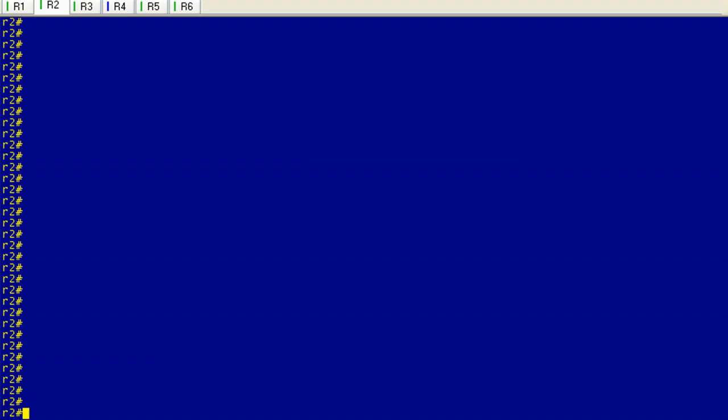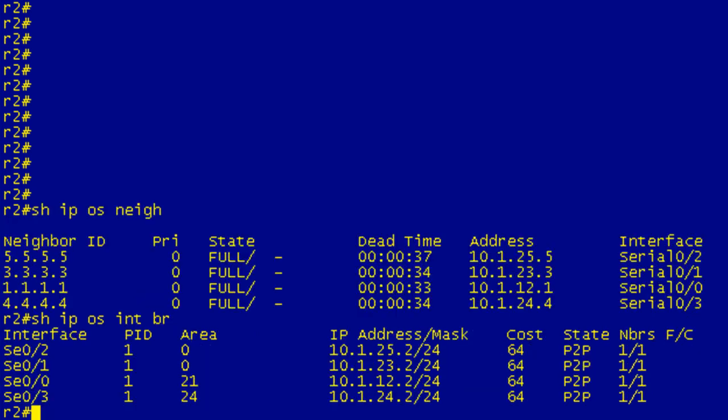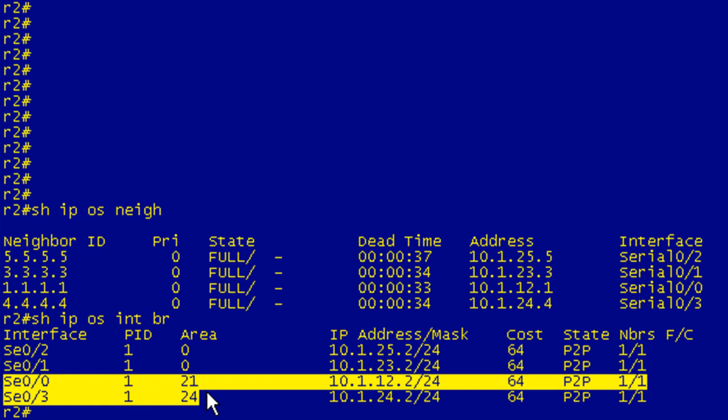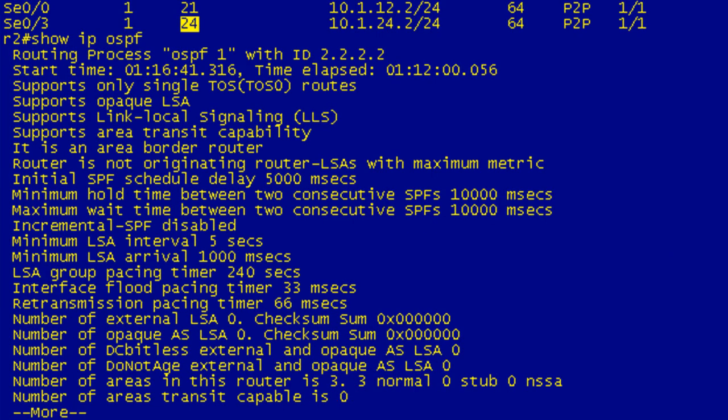Okay, so now we're on R2. Let's go ahead and do a show ip ospf neighbors, and you can see that we have a couple new neighbors here. If we do a show ip ospf interface brief, you see that these new neighbors are in non-area 0 areas. So we've got 0/0 is in area 21 and 0/3 is in area 24. So now let's go ahead and issue our show ip ospf command and see what we get.